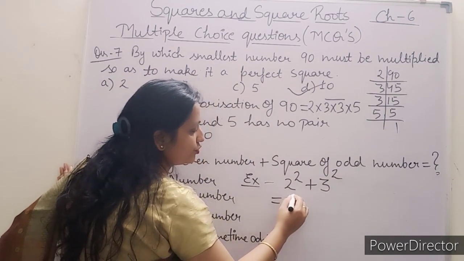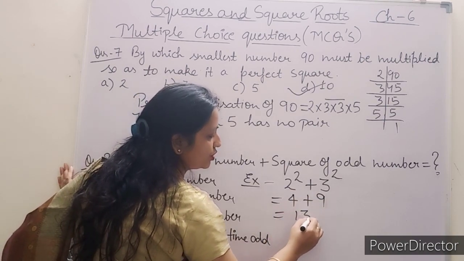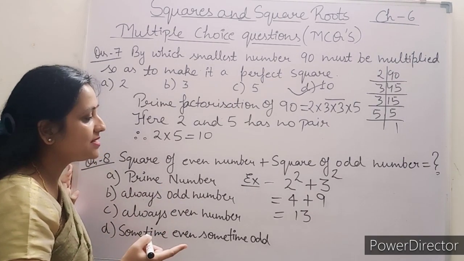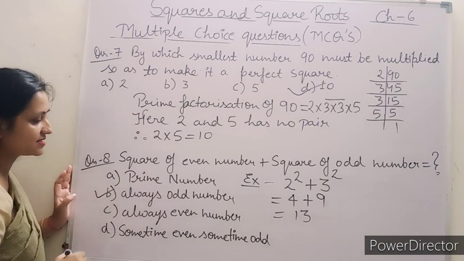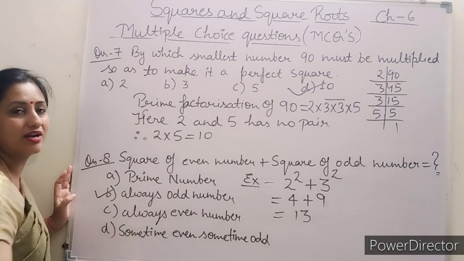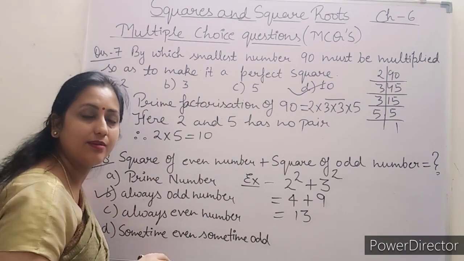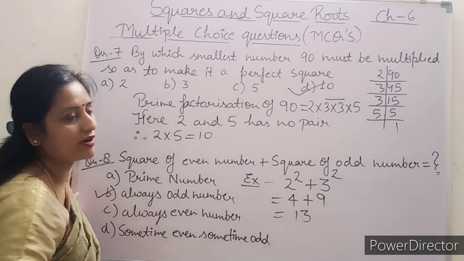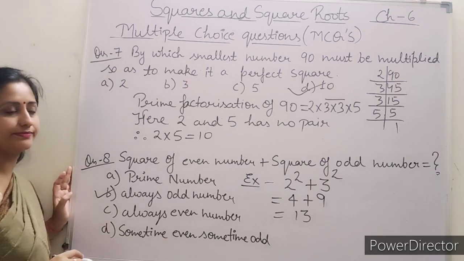So square of 2 is equal to 4, plus 9, and 9 plus 4 is equal to 13, which is an odd number. So it means B part is always correct, which is always an odd number. We can apply this to any even number and any odd number, square of an even number and square of an odd number. So we will always get an odd number.